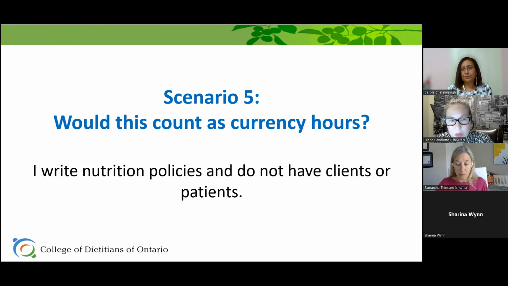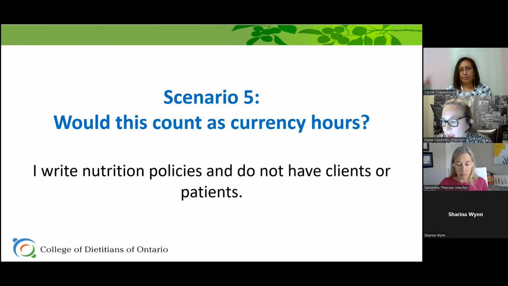So we're going to look at this one now. Would this count as a currency hour? I write nutrition policies and I don't have clients or patients. Sometimes we get dietitians calling and asking us, I'm not practicing with clients or patients, and that's okay. That's not a condition for the definition. It includes various practice areas and workplace settings, and it doesn't only include dietitians who work directly with patients or clients. So we're going to apply the 3 categories.